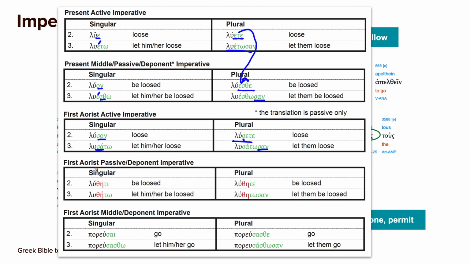All right. Now we're going to talk about aorist passive or deponent. So when you're using it as a passive, like be loosed, you add this theta eta.